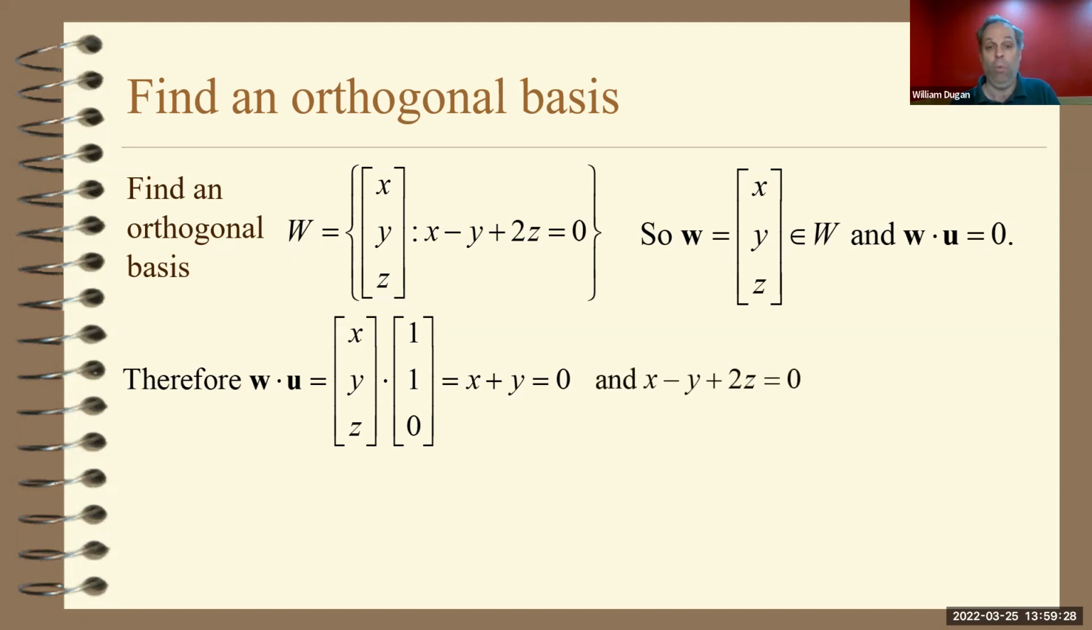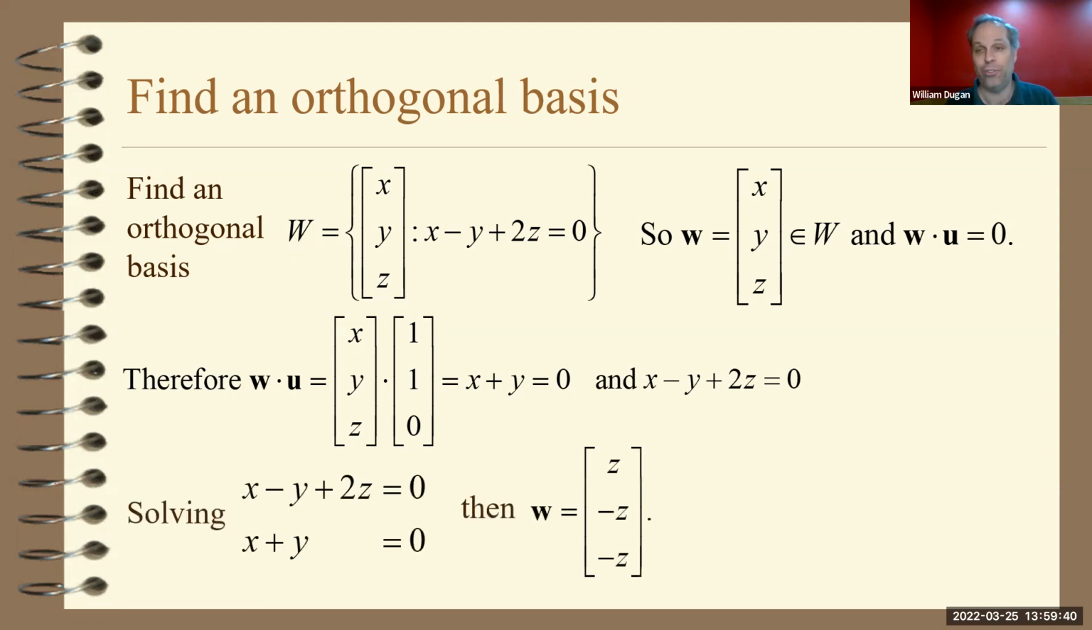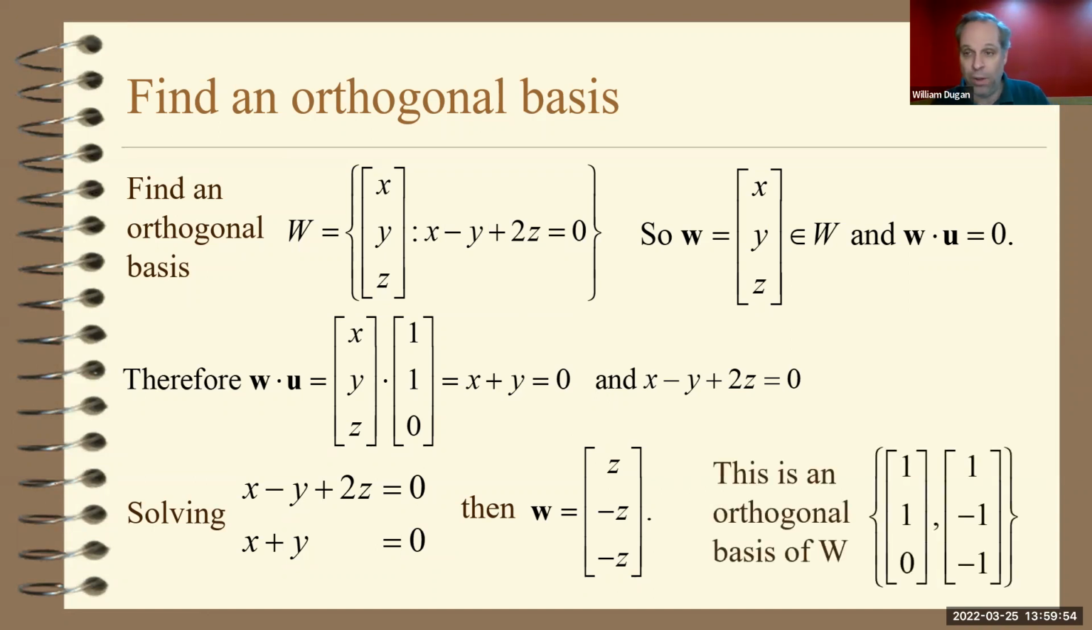So I now know that whatever this vector w is, whose coordinates are x, y, z, it has to satisfy 2 equations in x, y, and z. I'll just take that system of equations and solve it. So w could be a vector of the form where the first component is z, the next one is negative z, and the next one is negative z. One such example is where z is 1. So these two vectors, 1, 1, 0 and 1, negative 1, negative 1, are definitely both in W, the subspace, because they satisfy the original equation.